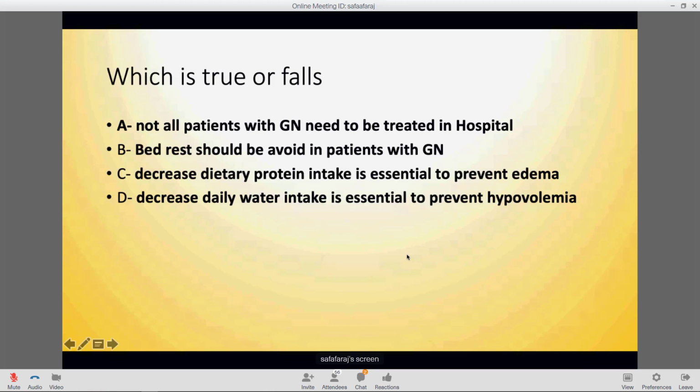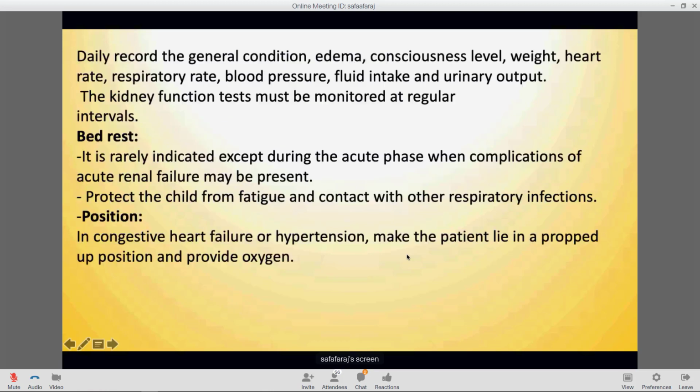False, decreased water intake is not essential to prevent hypovolemia. Daily record of the general condition, edema, consciousness level, weight, heart rate, respiratory rate, blood pressure, fluid intake, and urine output is essential. The kidney function test must be monitored at regular intervals.